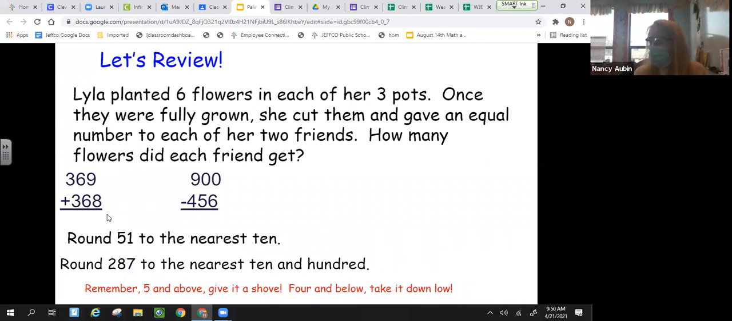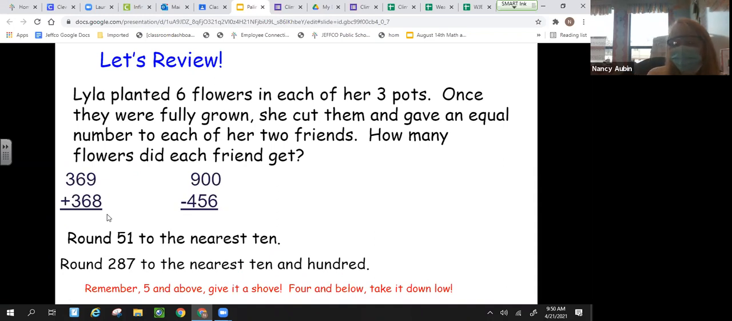Here we go, and a hush fell over the crowd. Lila planted 6 flowers in each of her 3 pots. Once they were fully grown, she cut them and gave an equal number to each of her 2 friends. How many flowers did each friend get? Let's write it on our dry erase boards. Show me when you think you know. You're gonna have to draw a picture possibly.